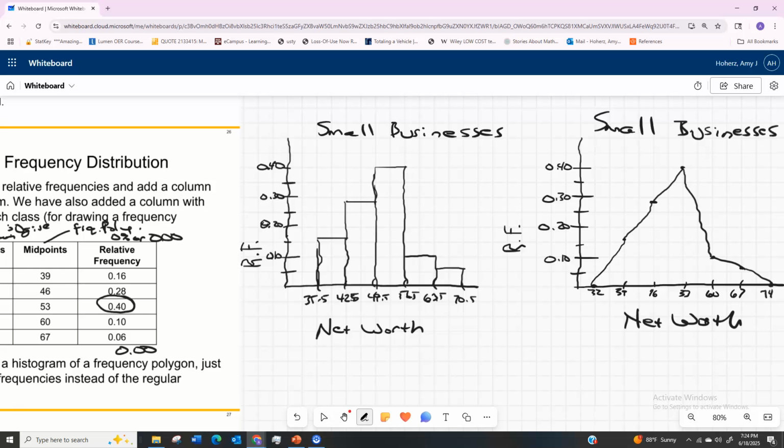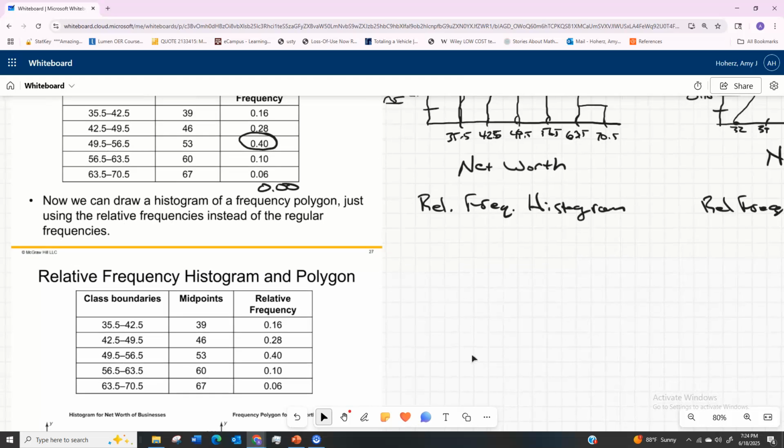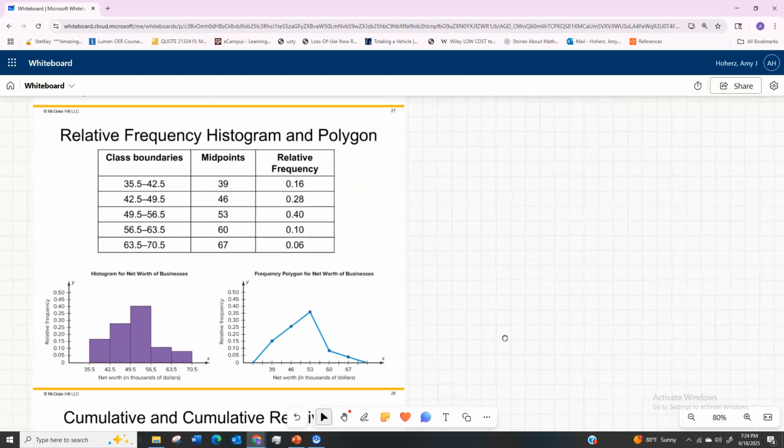So this is our relative frequency histogram, and this is our relative frequency polygon. So let's look at their beautiful illustrations of that. So this is what theirs looks like.